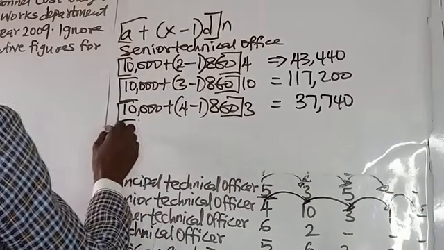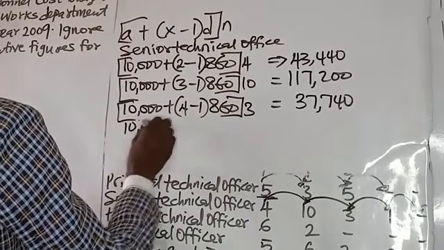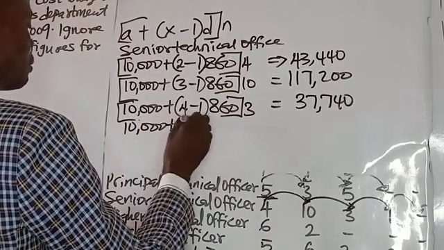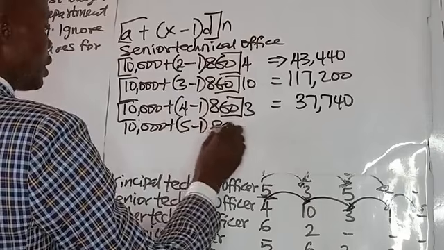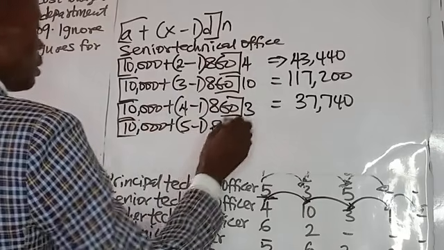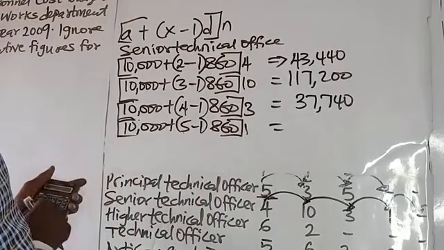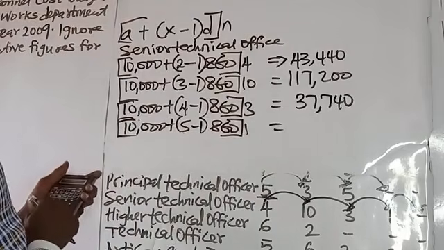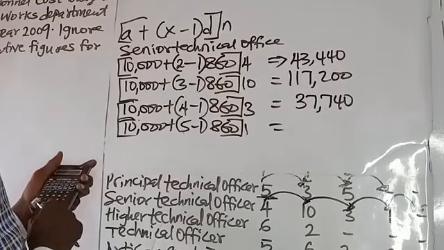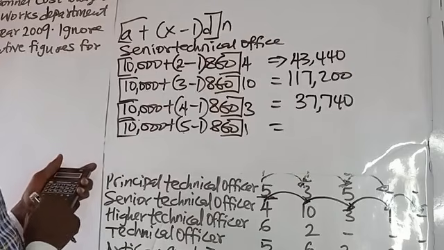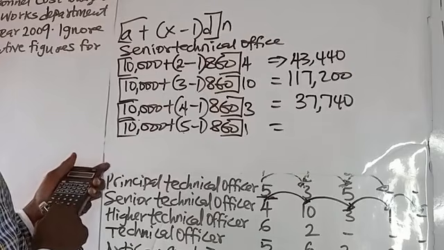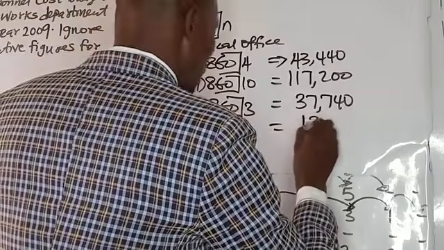Then we also have 1 employee in step 4 who will now move to step 5. 1 employee, 10,000 plus step 5 now, 860. 5 minus 1, that is 4. 4 times 860 plus 10,000 times 1, it will still be 13,440.